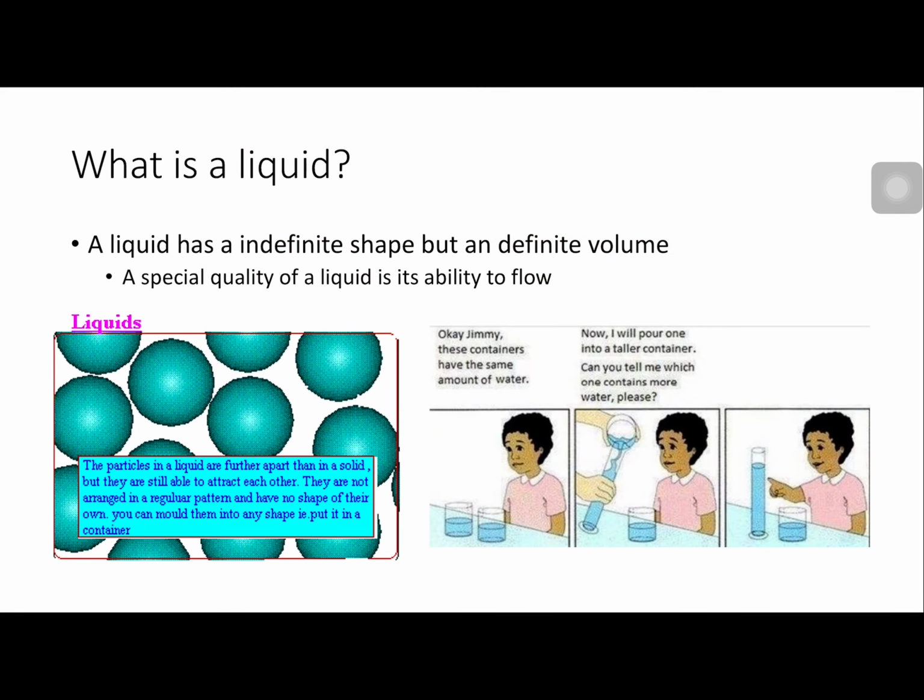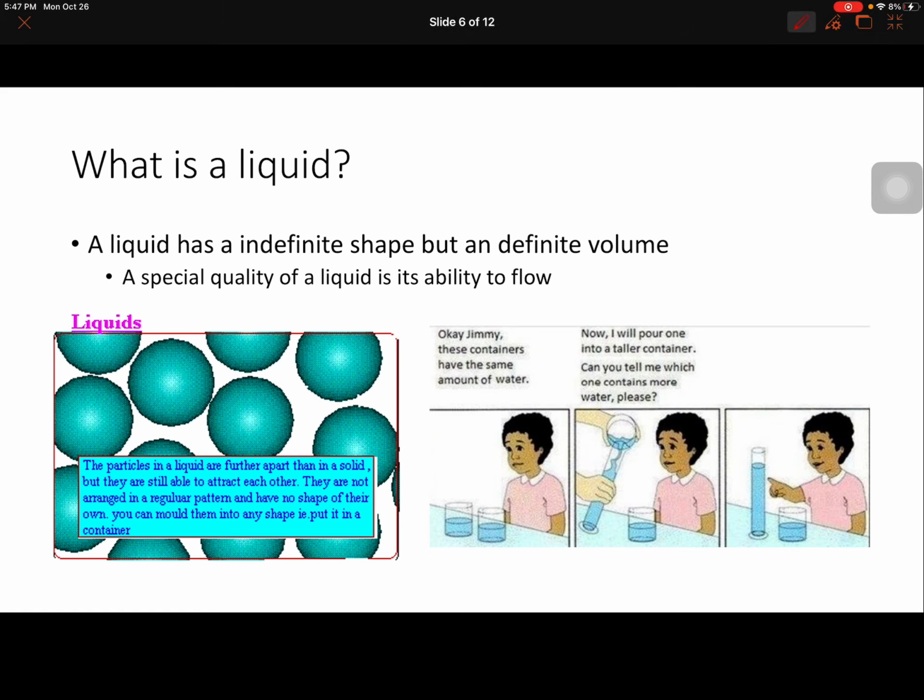Next one is a liquid. Now, liquid can be denoted as either a lowercase l in parentheses or a script L in parentheses. For example, H2O (l). That's telling you it's liquid water. A liquid has an indefinite shape, but has a definite volume.